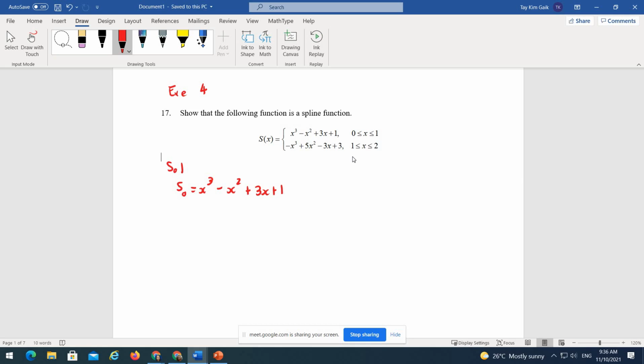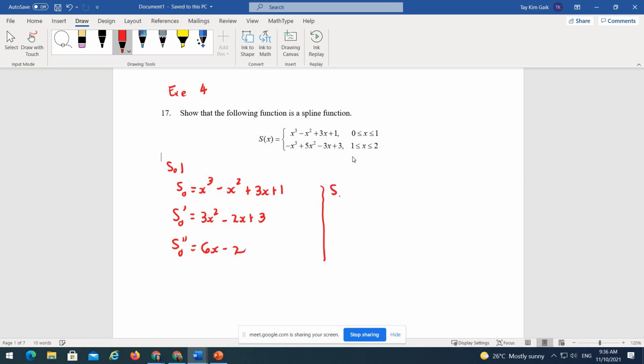Then we'll find the first derivative first: 3x squared minus 2x plus 3. Now find the second derivative: 6x minus 2.